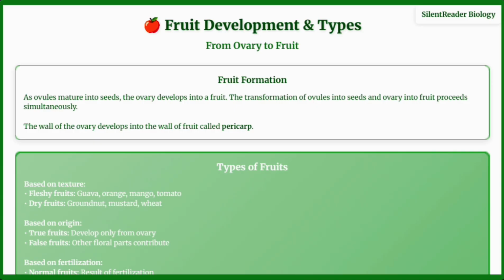However, in some species like apple, strawberry, and cashew, the thalamus also contributes to fruit formation, making them false fruits. Parthenocarpy can occur naturally or be induced through application of growth hormones, producing commercially important seedless fruits like bananas.